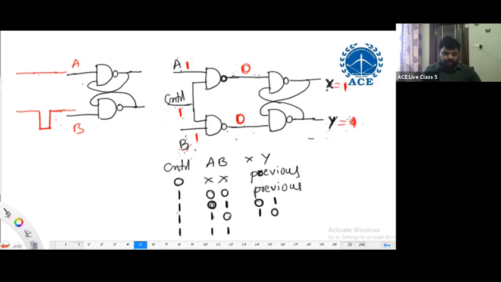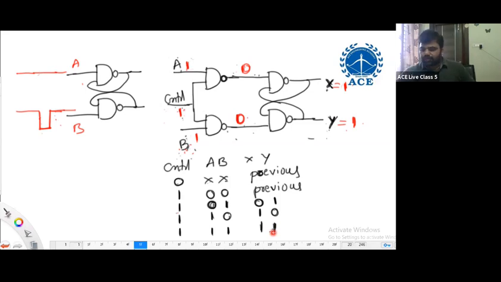I hope everyone is following. Control is at 1, AB are 1, 1. For 1, 1, it is 0. For 0, 0, what do we get here? Both are 1, 1. Yes, we are again getting uncomplementary outputs 1, 1. Okay, fine. We have analyzed for each and every combination what the output will be.